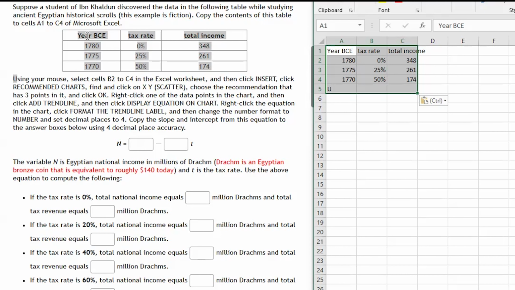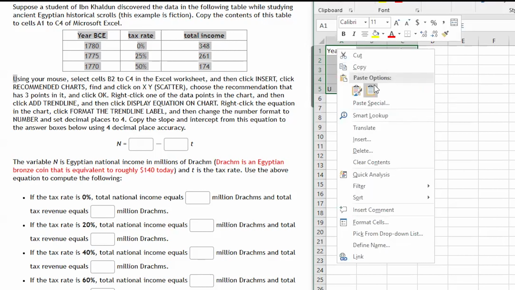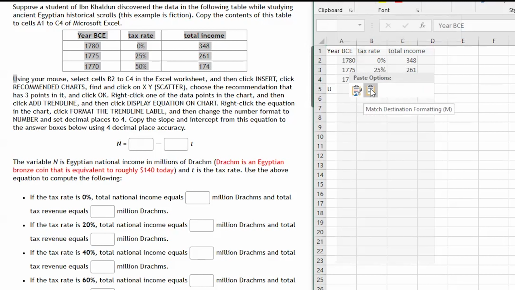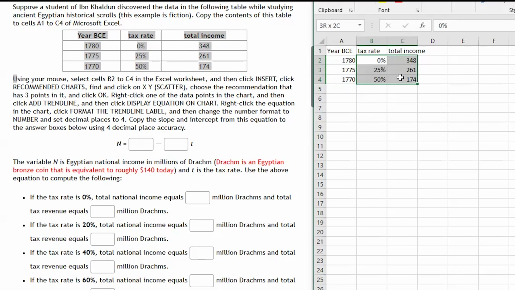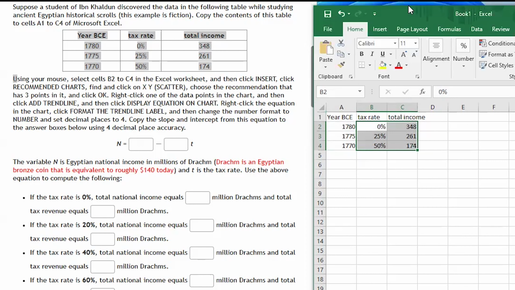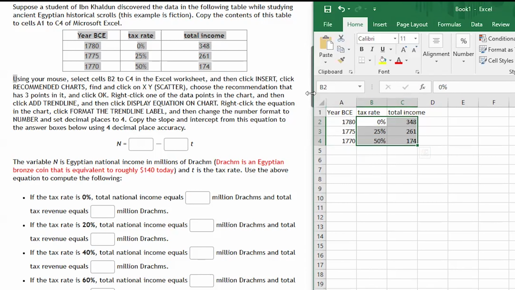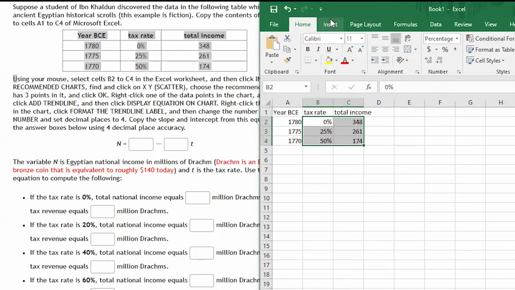When you're copying the contents of an HTML table to Excel, you want to copy the stuff inside the table and then something outside the table. And then over here, you want to right click and choose match destination formatting. I'm going to go ahead and delete the U. Using your mouse, select cells B2 to C4. Find and click on the XY scatter. I'm using Microsoft Excel desktop, not the online version.